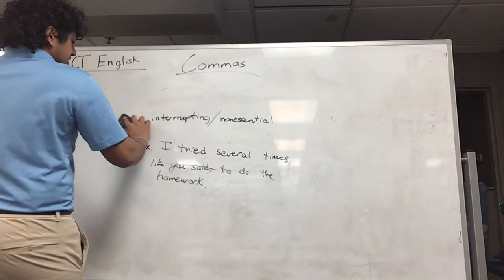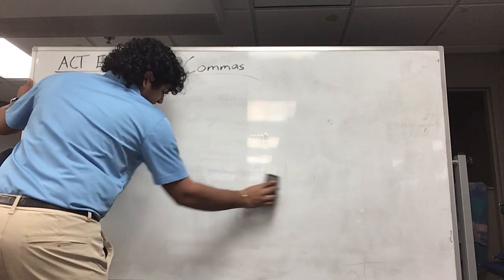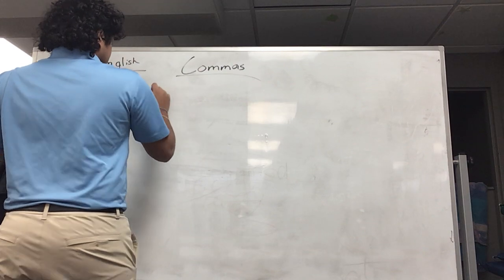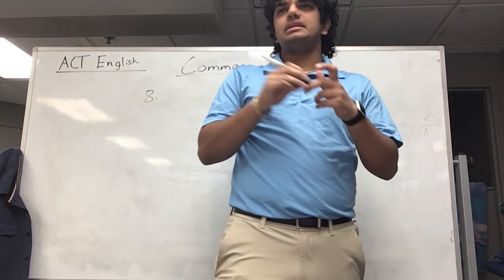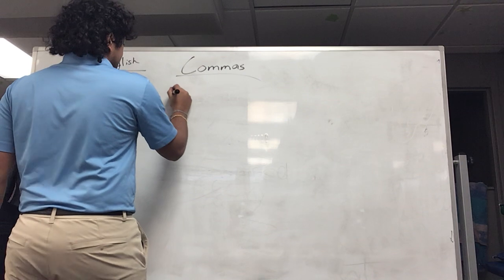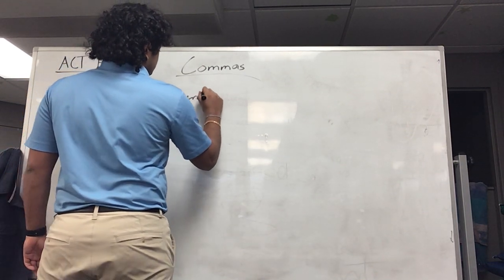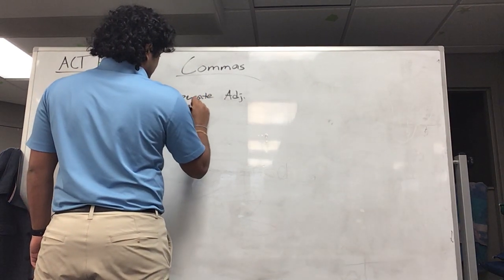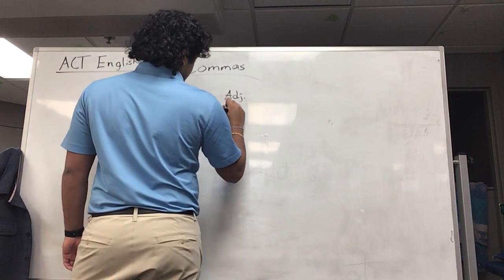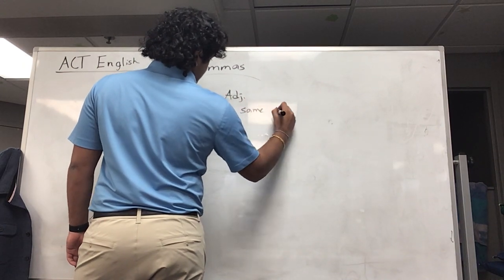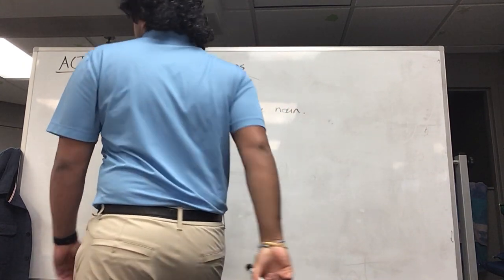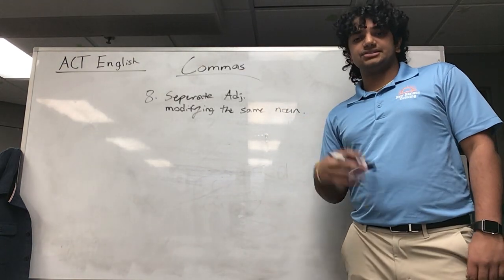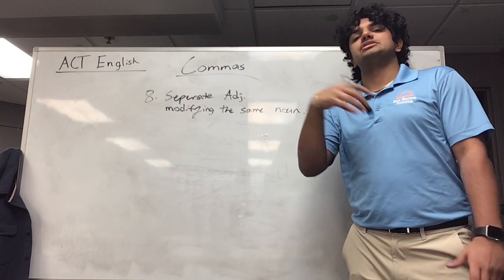Another one that I think is pretty straightforward that we probably know already is the rule that you have to separate adjectives modifying the same noun. So separate adjectives modifying the same noun. Okay, now what does that mean? So we know an adjective is a describing word, and a noun is a person, place, or thing.